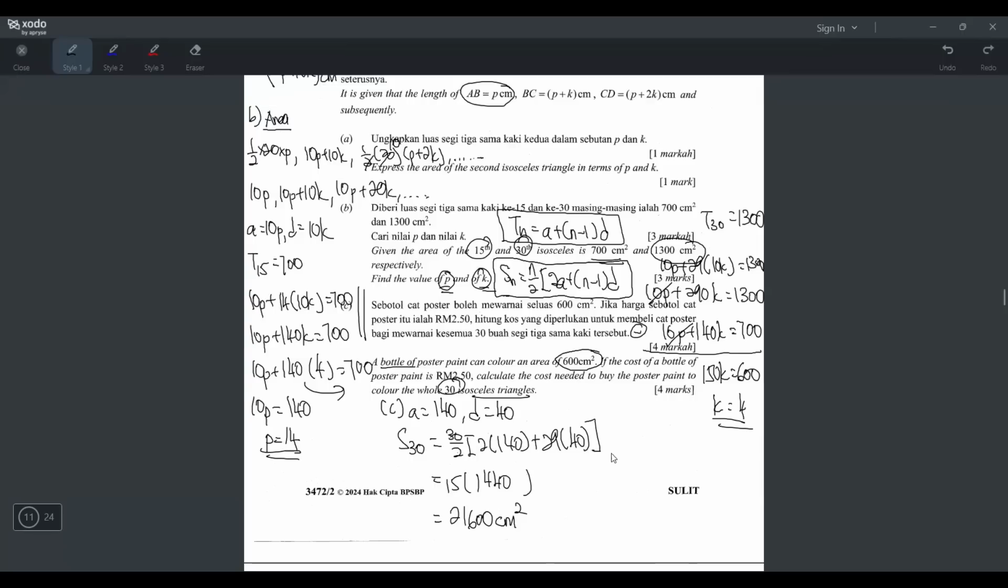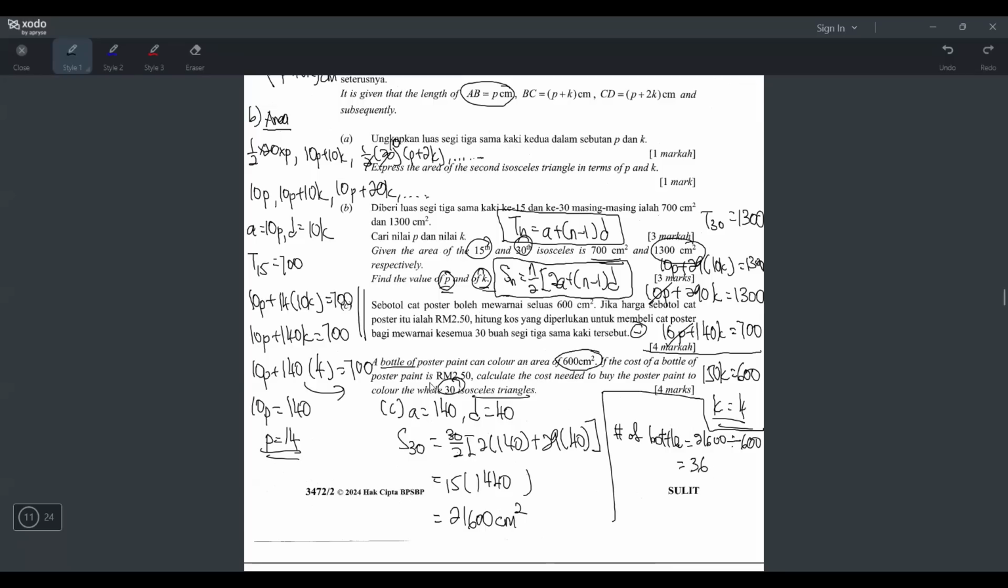So the number of bottles, I write here lah. Okay, so let me separate like this. Okay, so number of bottles needed. So number of bottles yang dia kena beli is 21600 bahagi 600. Okay, if you tekan this, we can know how many bottles you need to buy. Okay, I tekan my calculator gives me 36. Maksudnya, dia kena beli 36 bottles.